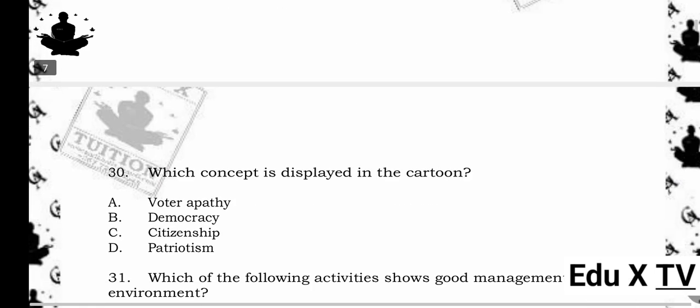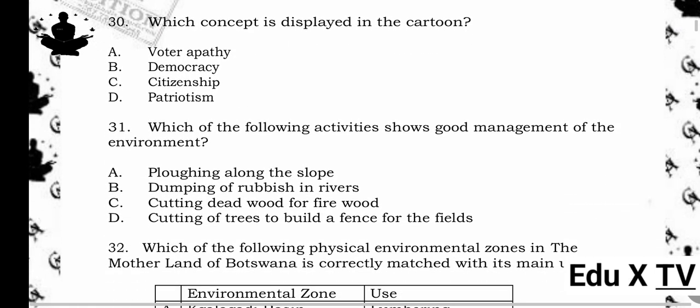30. Which concept is displayed in the cartoon? A. Voter apathy. B. Democracy. C. Citizenship. D. Patriotism. The answer is A. Voter apathy.